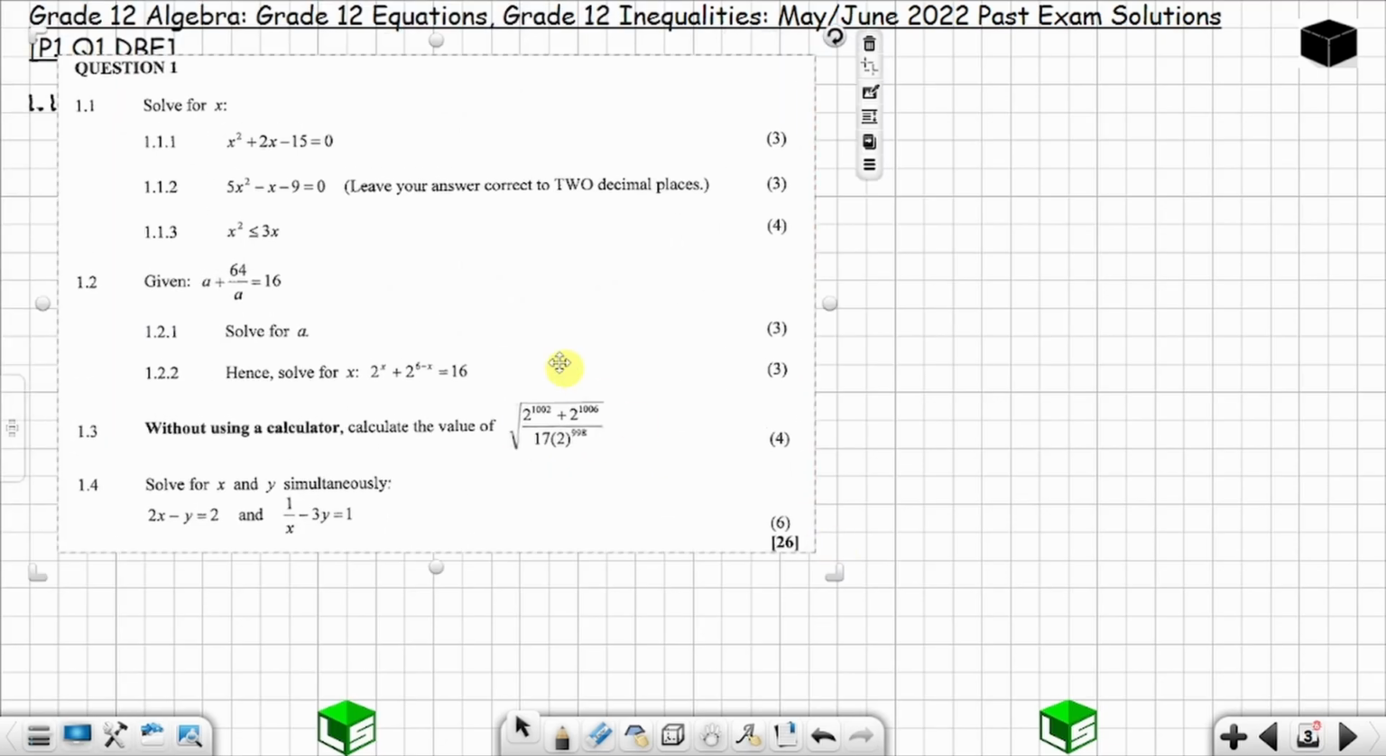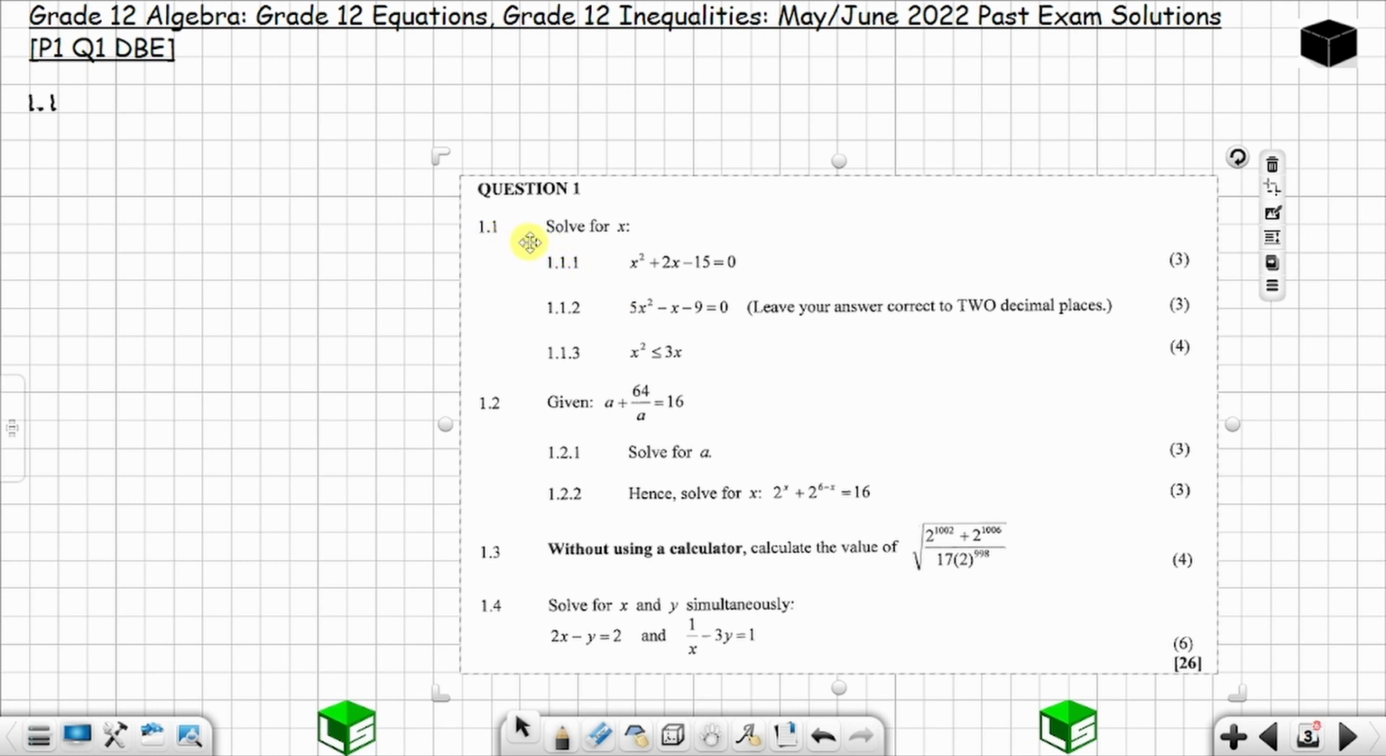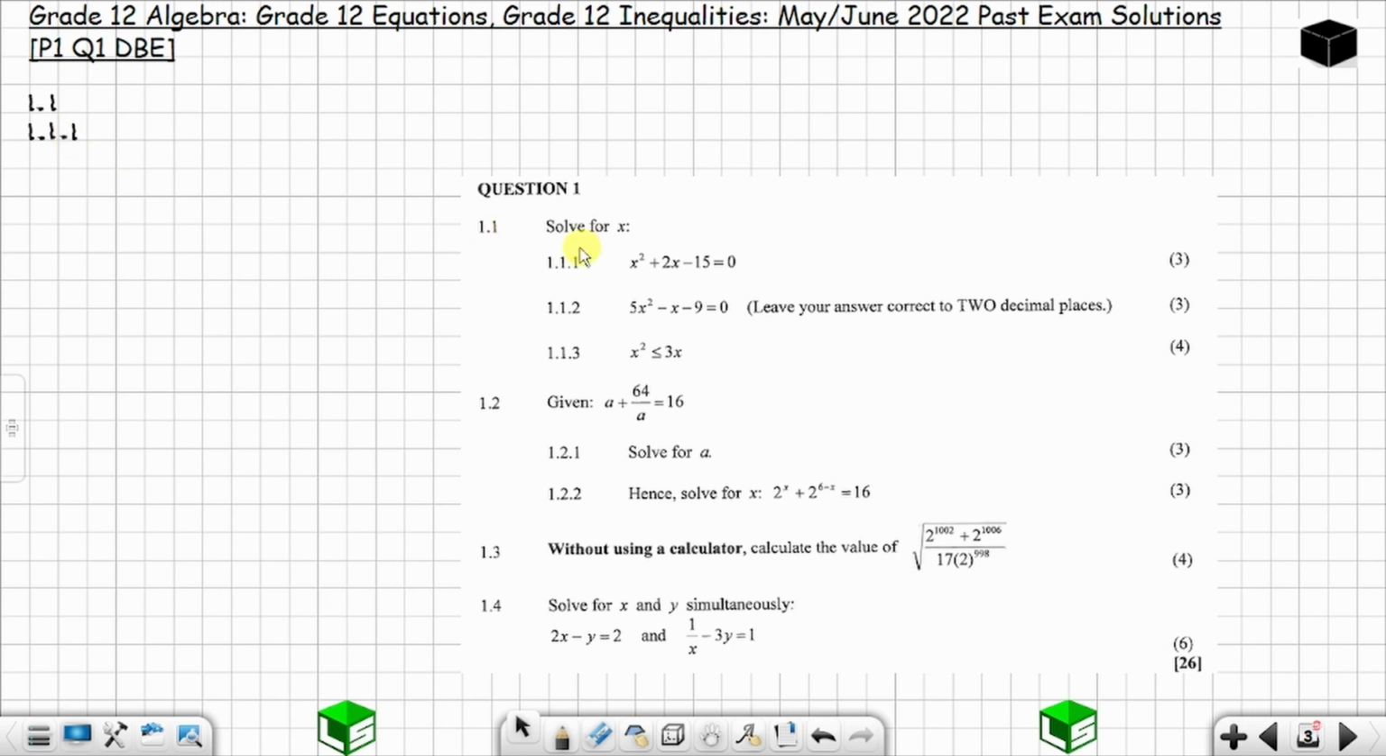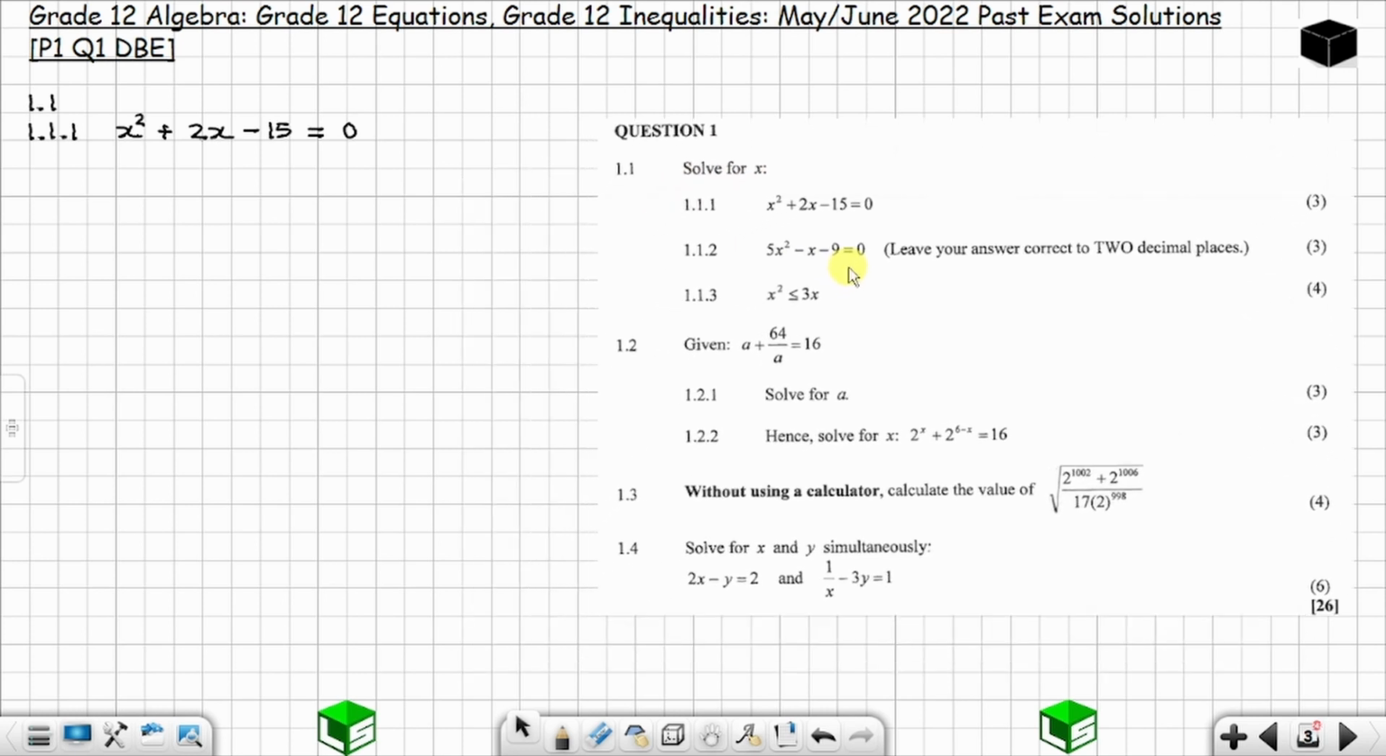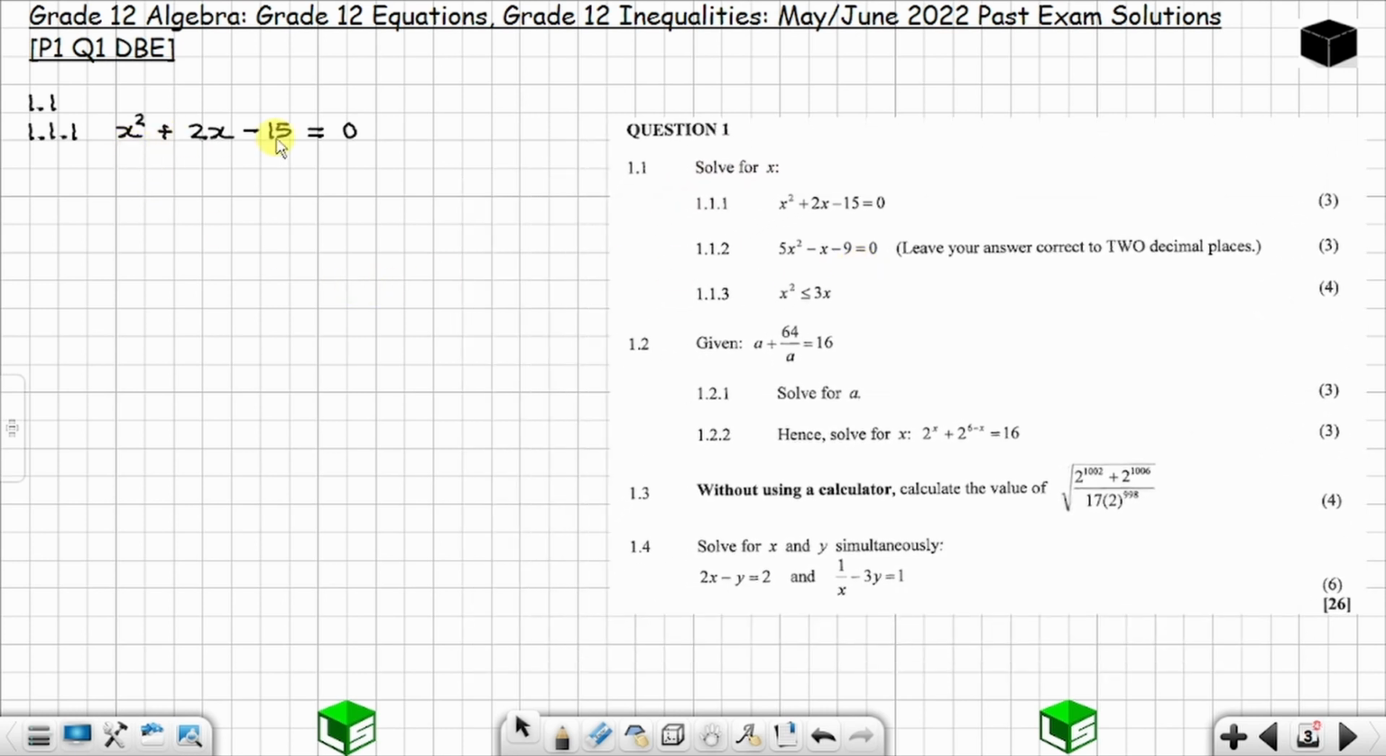You have 1.1, solve for x, and 1.1.1. You have to solve for x. You are given x squared plus 2x minus 15 is equal to 0. Let me put the question here. This can be solved by getting two pairs of brackets like this, equal to 0, and you have x squared there, so you have x times x.